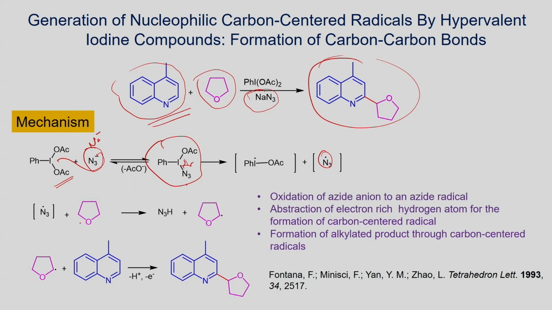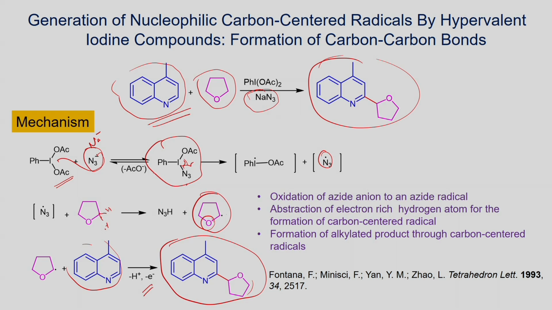Once you form this radical, it abstracts this hydrogen, you form this radical, which can be stabilized by this oxygen. Once you form this radical, this radical now can couple with this quinoline derivative as shown here, and in this way you can make a carbon carbon bond. In this case, the quinoline can be coupled with this tetrahydrofuran, and in this way you can make a new carbon carbon bond.